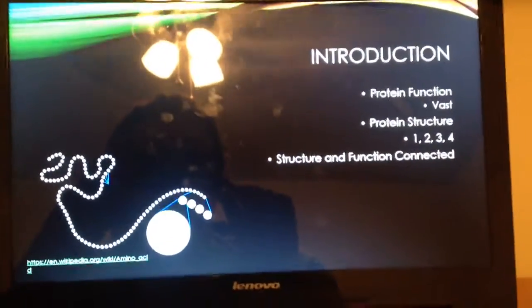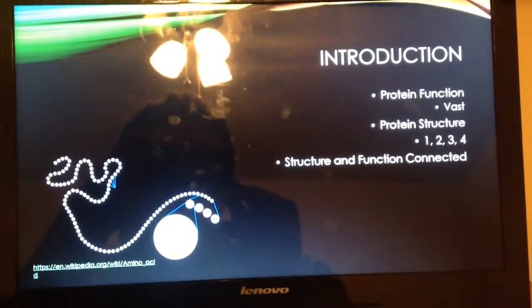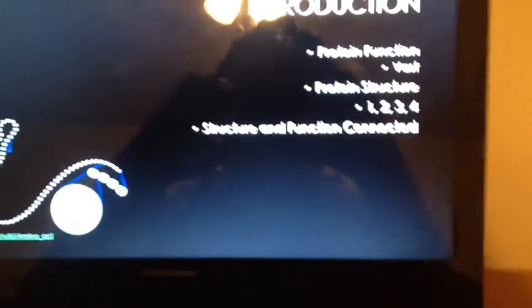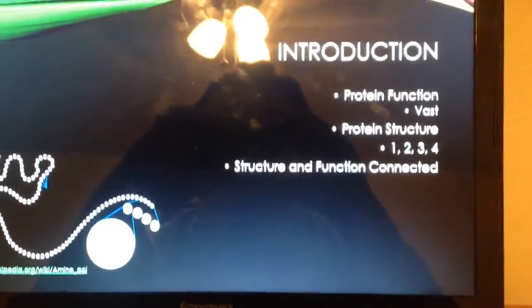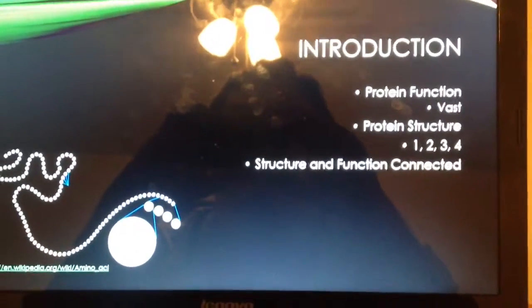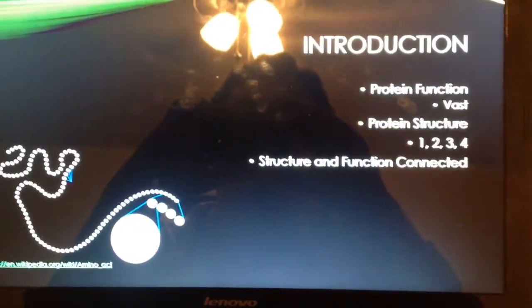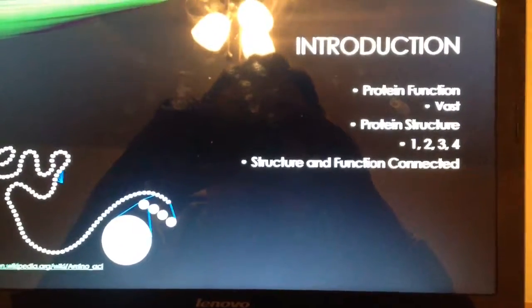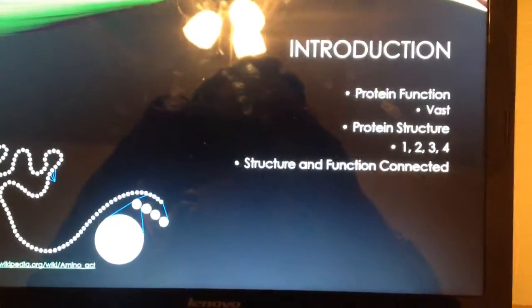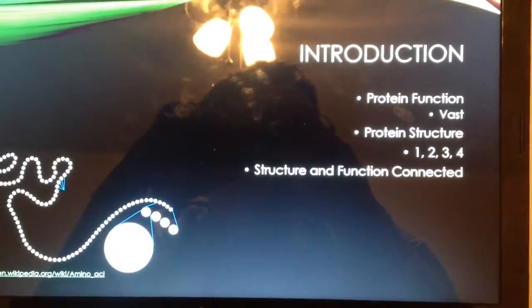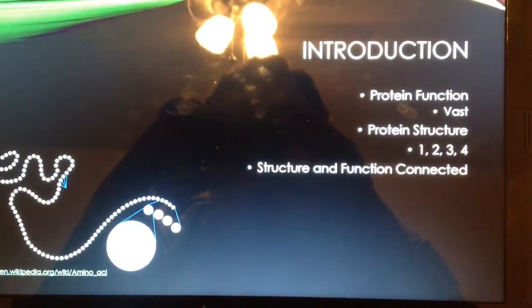So, to start off, just an introduction on viruses in general. So, protein functions are vast. I mean, you've got stuff anywhere that has to do with DNA replication, to membrane structure, to just about any job or task you can think of. I mean, even energy synthesis within ATP.